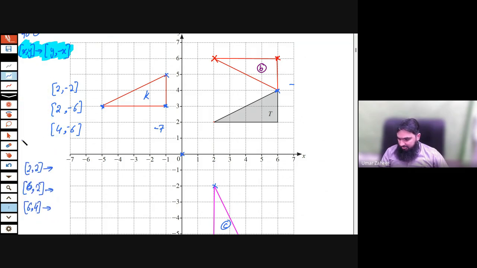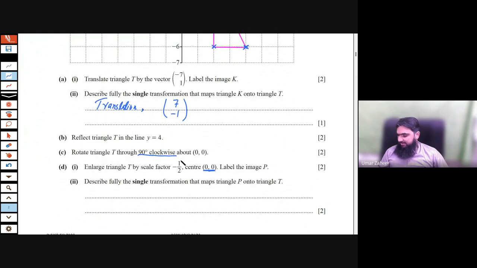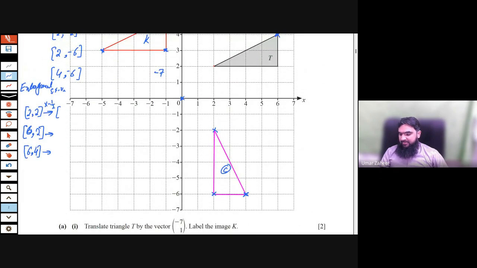Now I'm going to do the enlargement with the scale factor minus 1 by 2. So multiply minus 1 by 2 with each point, right? Because the scale factor is minus 1 by 2. Now minus 1 by 2 multiplied by 2 is minus 1 comma minus 1. Minus 1 by 2 multiplied by 6 is minus 3. Minus 2 multiplied by minus 1 by 2 is 1. 2 multiplied by minus 1 by 2 is minus 1. It is minus 3, and 2 times 2 is 4.